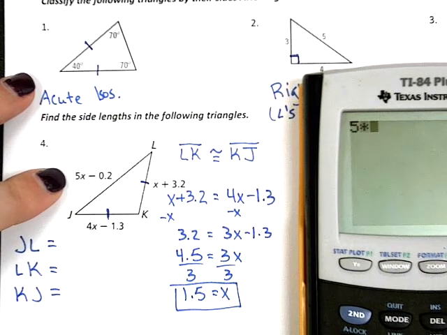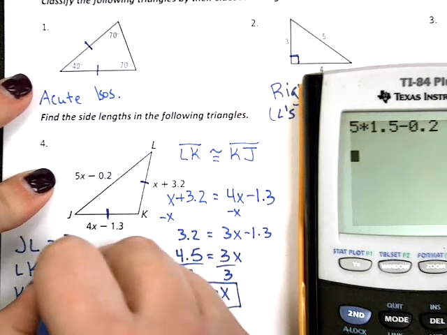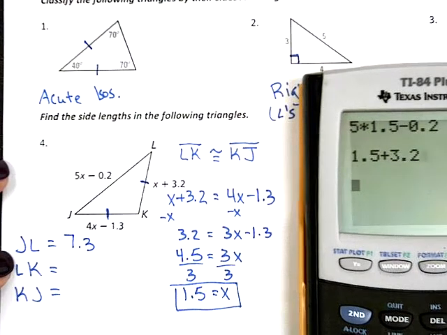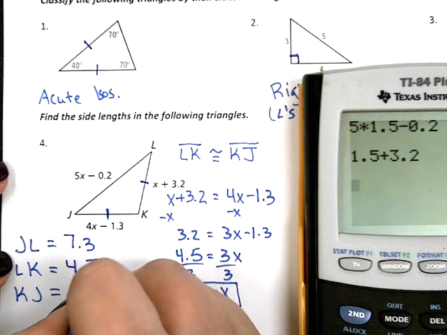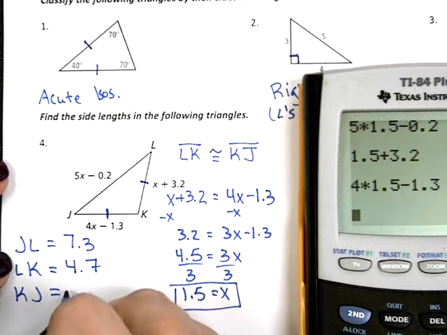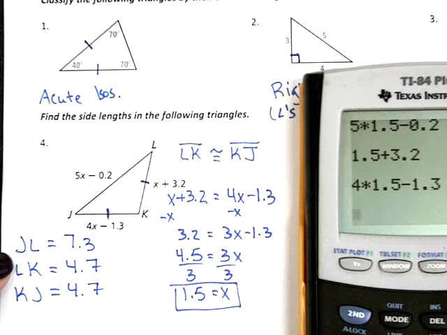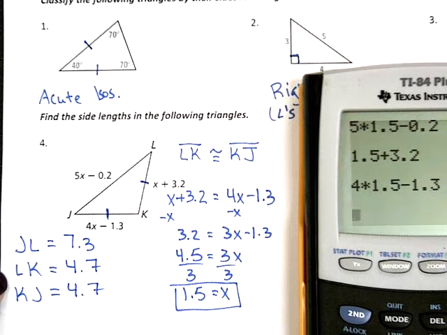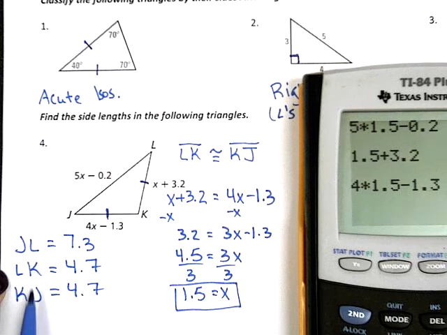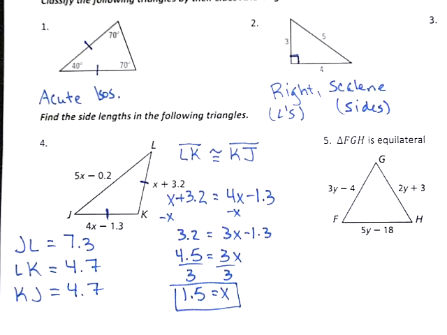So 5 times 1.5 minus 0.2. This side length is 7.3. This one is 4.7. And this is 4.7. Now hopefully you guys would have been able to tell me without even thinking that LK and KJ are going to be the same, right? That's how we actually solved for it. So if you plug your x value in and you don't get the same thing, then you did something wrong with your solving, okay? So please make sure that you are actually doing that.